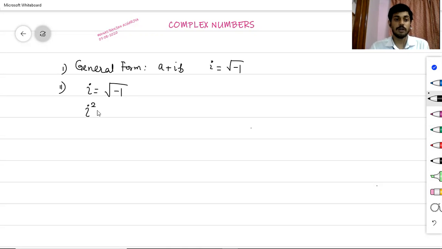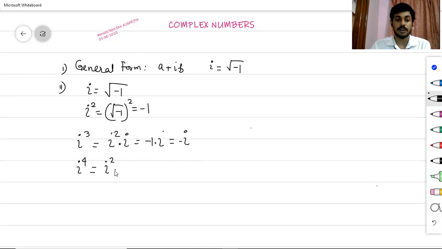So iota square will be square root of minus 1 whole square. That is equals to minus 1. So iota cube will be iota square times iota. So that is minus 1 times iota. So that is equals to minus iota. So iota to the power 4, that is equals to iota square times iota square. So that is equals to minus 1 times minus 1. So that is equals to 1.